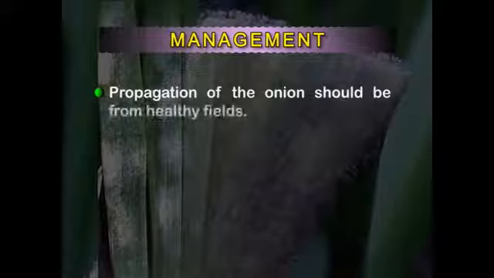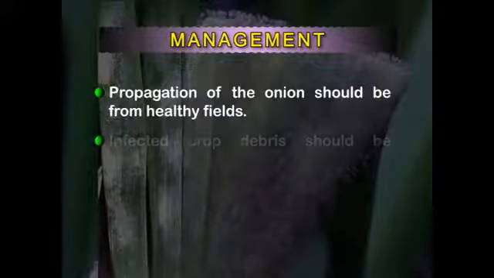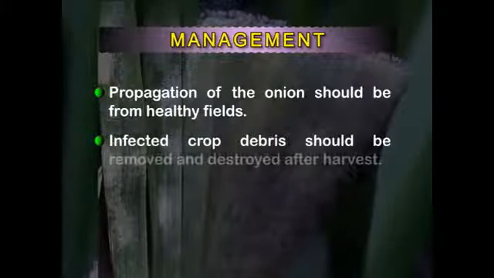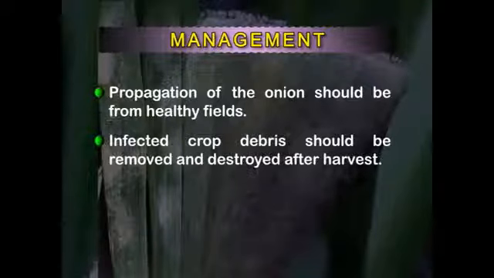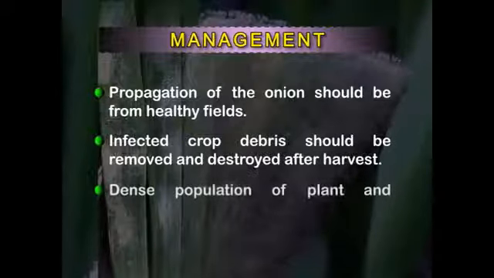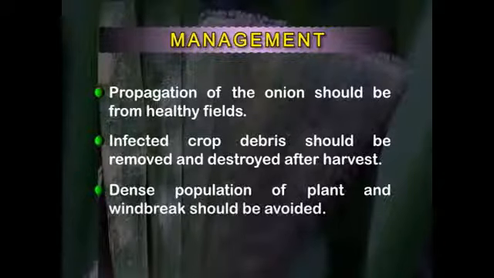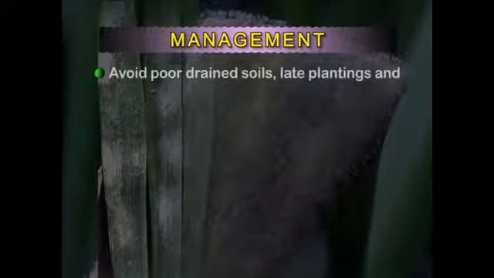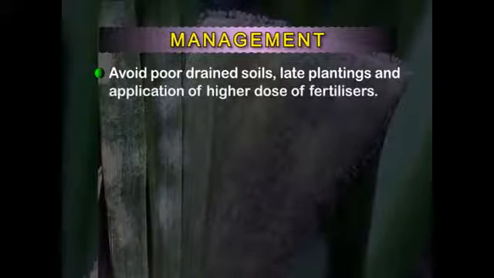Now, after this, we will learn about the management practices. First, the propagation of the onions should be from healthy fields. Infected crop debris should be removed and destroyed after harvest. Dense population of plants and windbreaks should be avoided. Avoid poorly drained soils, late plantings, and application of higher doses of fertilizers.